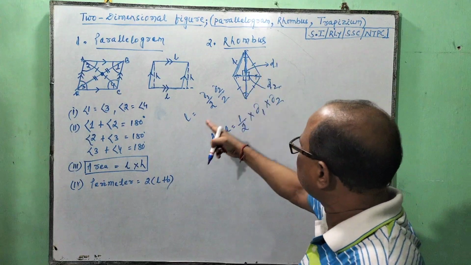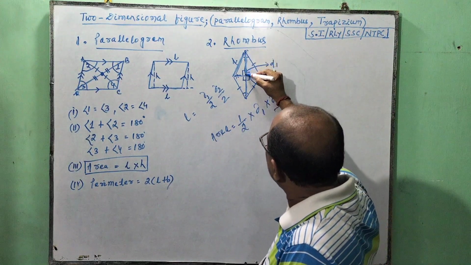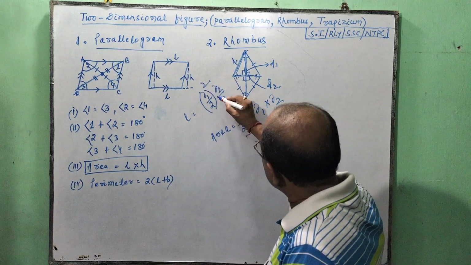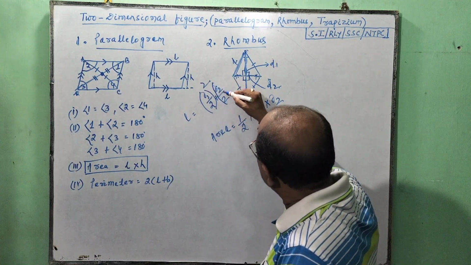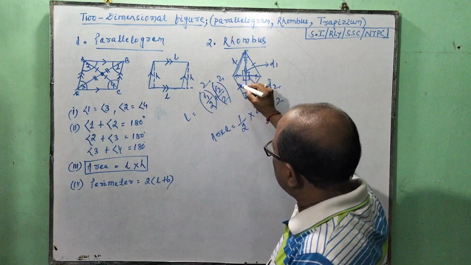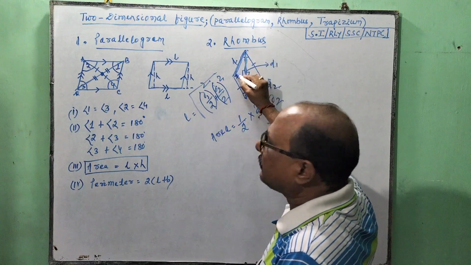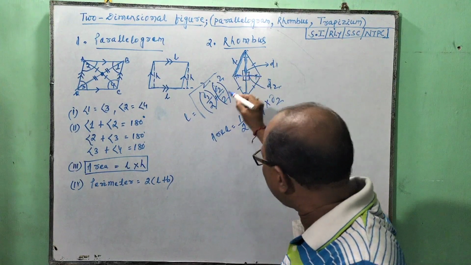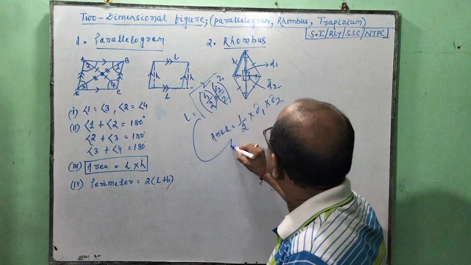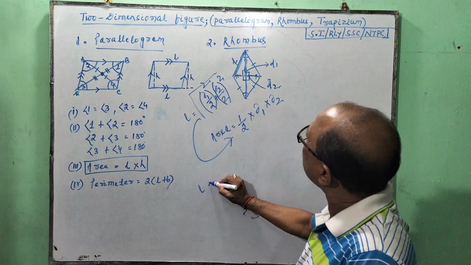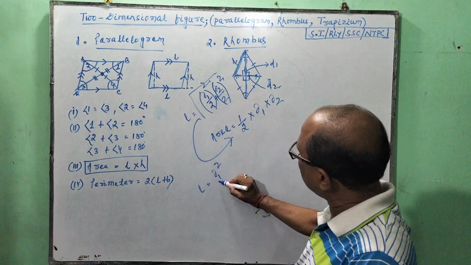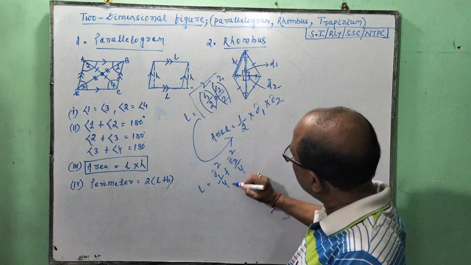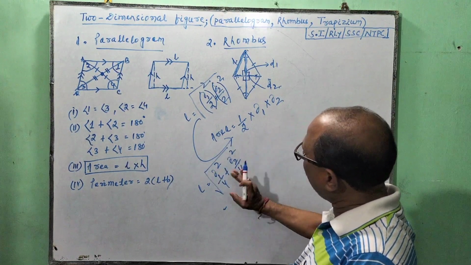This is the side of the rhombus. So this square, according to the Pythagoras theorem, plus this square, root over is L. This is the hypotenuse of the right angle triangle. From that, the formula arises. Here, L is equal to root over of D1 square by 4 plus D2 square by 4, 1 by 4 common.